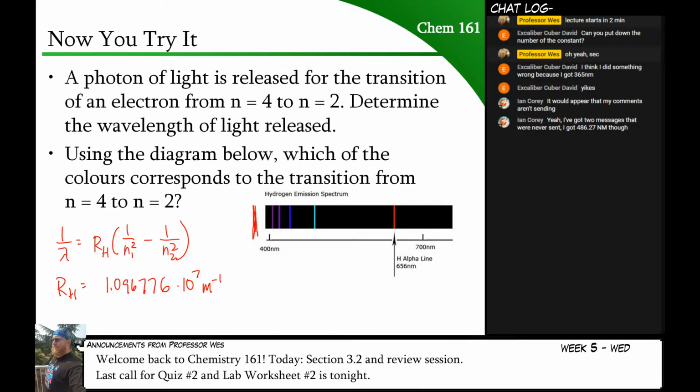486 looks pretty plausible because that's at least between 400 and 700 there.